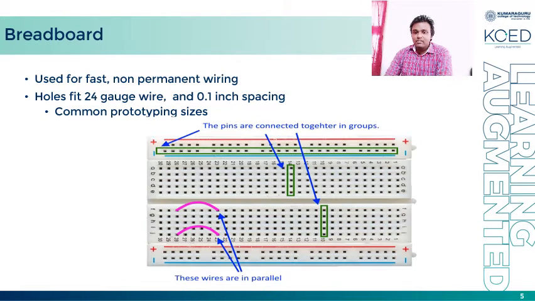So the breadboard is the basic thing; very fast, non-permanent wiring is used over here. Mostly the holes take a 24 gauge wire, and there is 0.1 inch spacing on a breadboard. On the breadboard, these pins are connected together in groups. So all the pins from this end to this end are connected. This row is connected, and in another row it is the same thing, but the first row and second row are not connected.